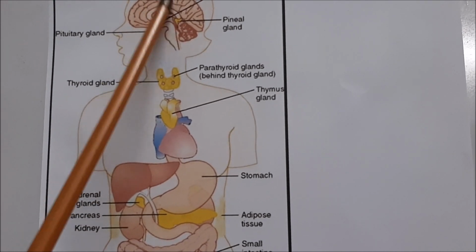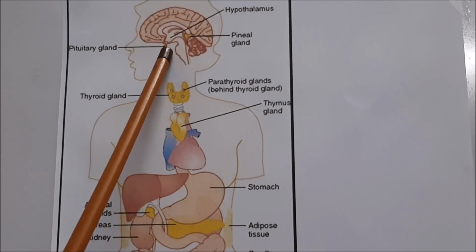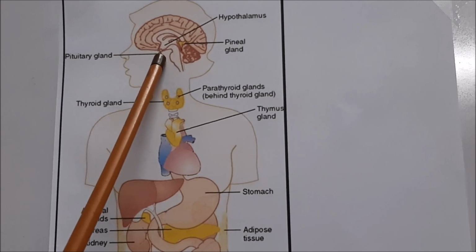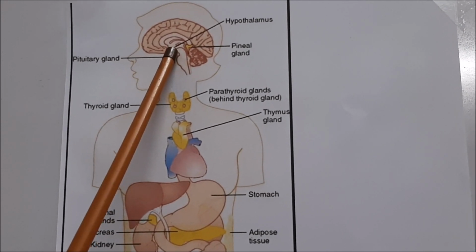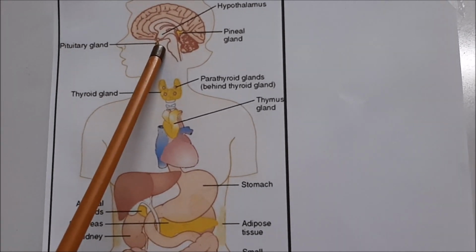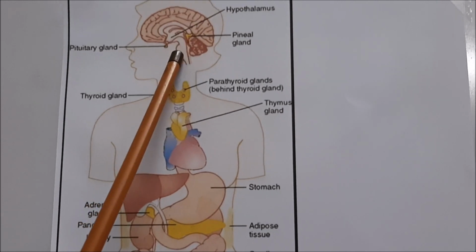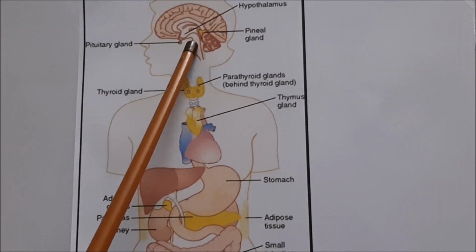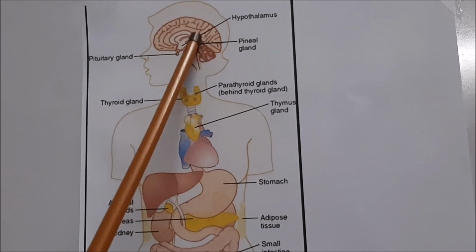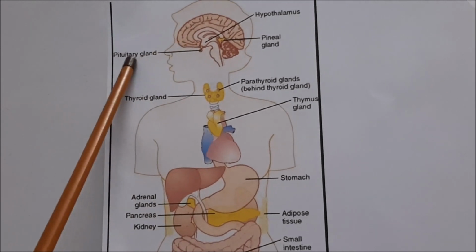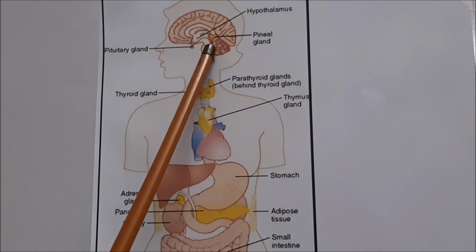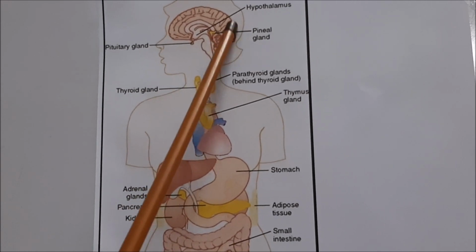Now, the posterior pituitary's other name is neurohypophysis. The connection between the hypothalamus and the posterior pituitary is neural, the hypothalamo-hypophyseal tract. The posterior pituitary releases two hormones, one is ADH or vasopressin, another is oxytocin. These two hormones of the posterior pituitary are also chemically peptides.